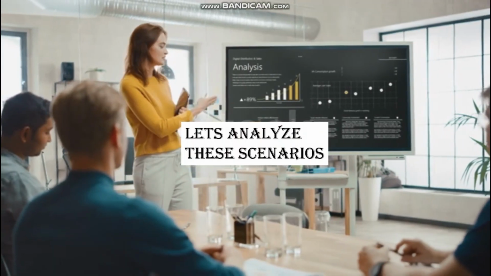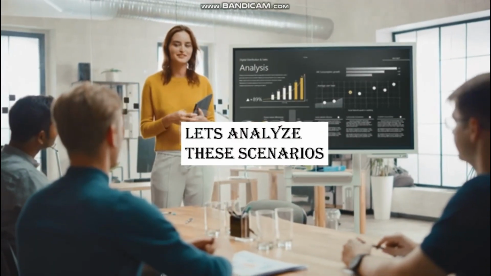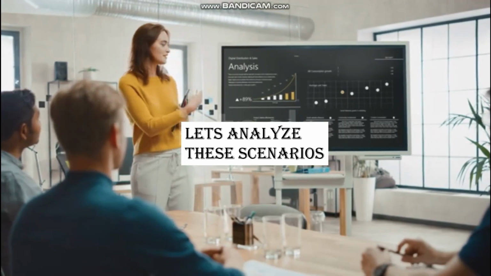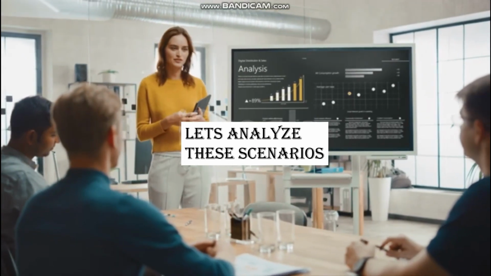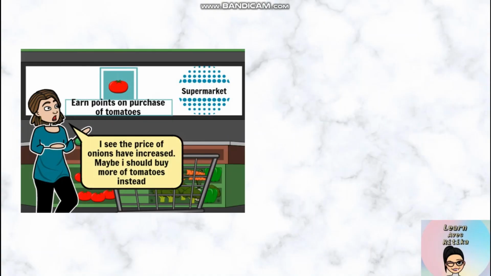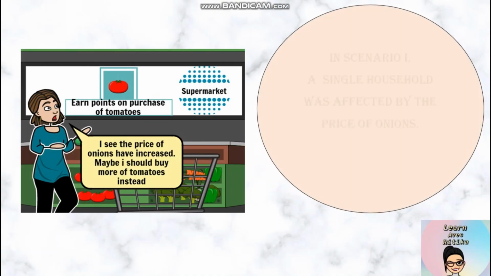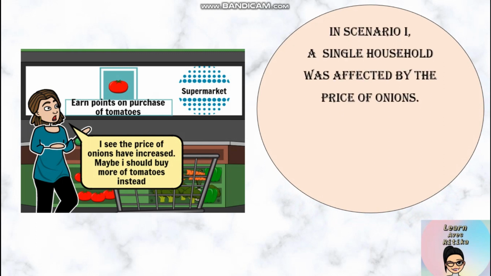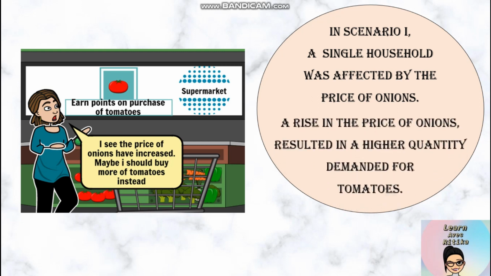So now that we all saw the three scenarios, let's analyze each scenario and figure out what exactly they fall under, microeconomics or macroeconomics. Scenario 1. There was a single household which was affected by the price of onions. In the picture on your left, you can see that the mother thought of buying more tomatoes instead of onions because she saw that the price of onions had increased. Therefore, a rise in the price of onions resulted in a higher quantity demanded for tomatoes.